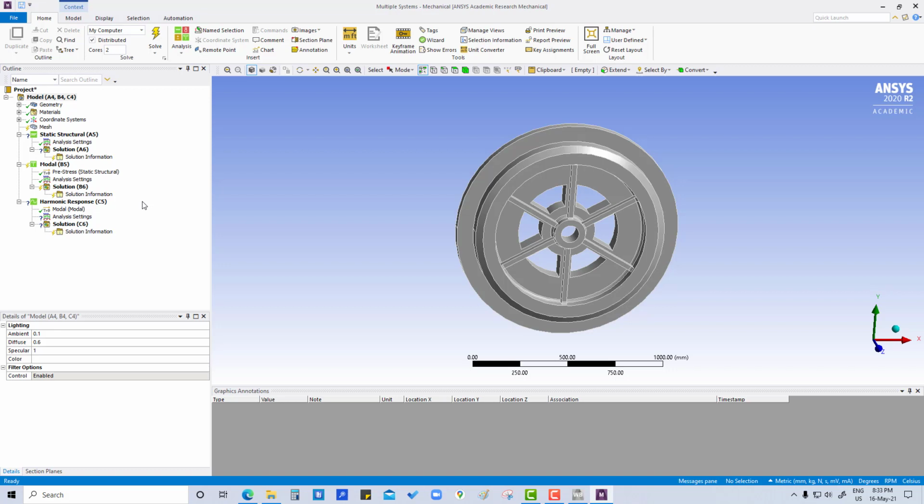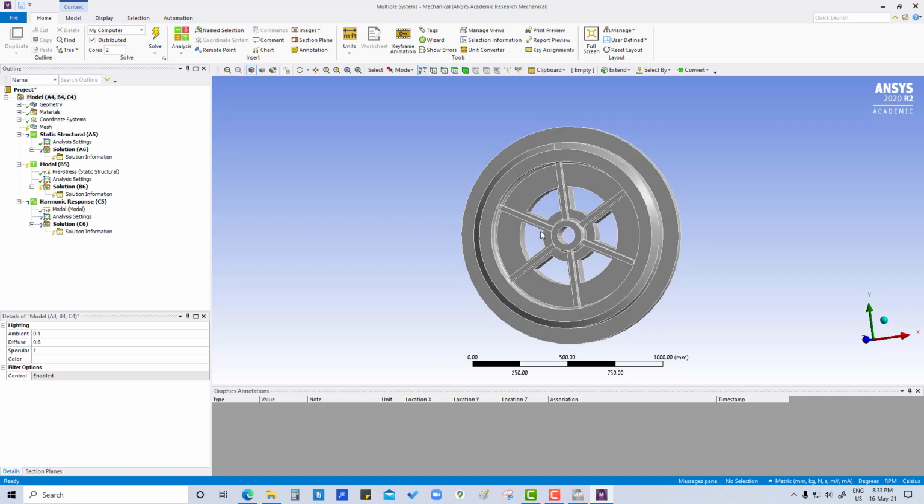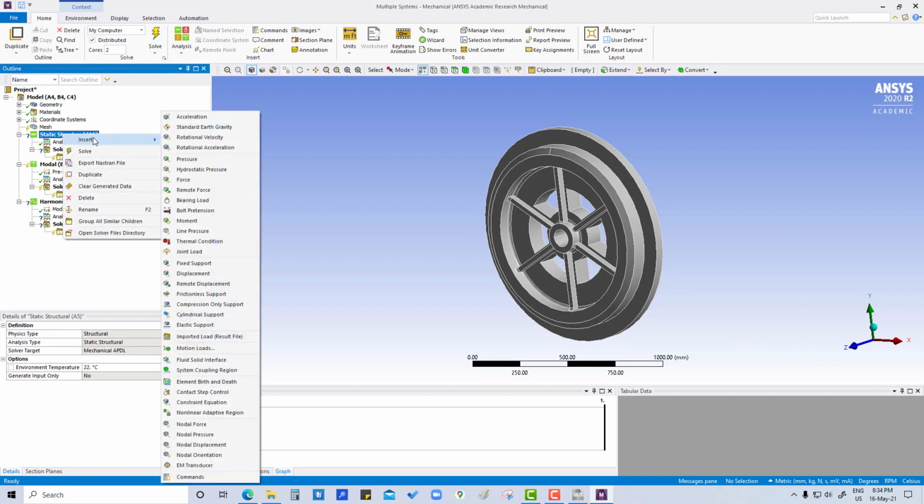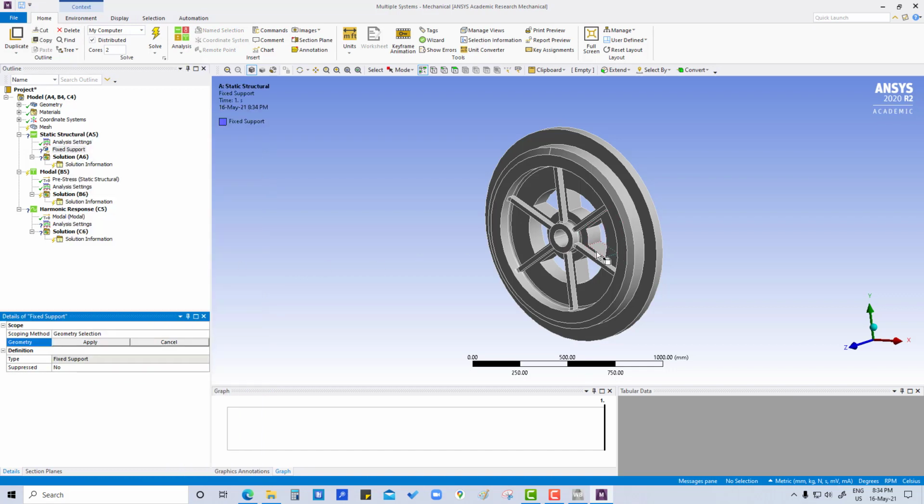Okay. Now we have to apply some boundary condition. So here this flywheel is fixed about this, and it is rotating by 600 RPM about Z axis. So first we are going to apply boundary condition, then insert fixed support, this one, apply.